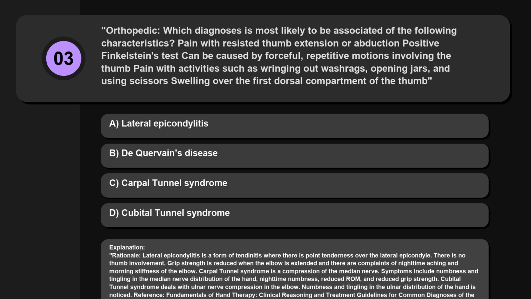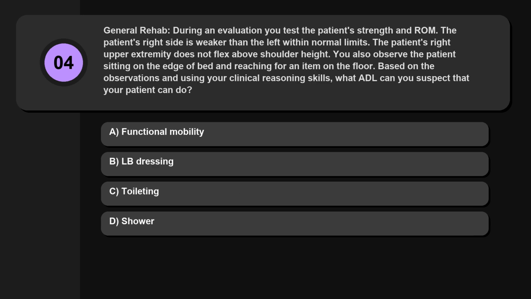Reference: Fundamentals of Hand Therapy, Clinical Reasoning and Treatment Guidelines for Common Diagnoses of the Upper Extremity, 2007, edited by Cynthia Cooper. Question 4. General rehab. During an evaluation you test the patient's strength and ROM. The patient's right side is weaker than the left within normal limits. The patient's right upper extremity does not flex above shoulder height.